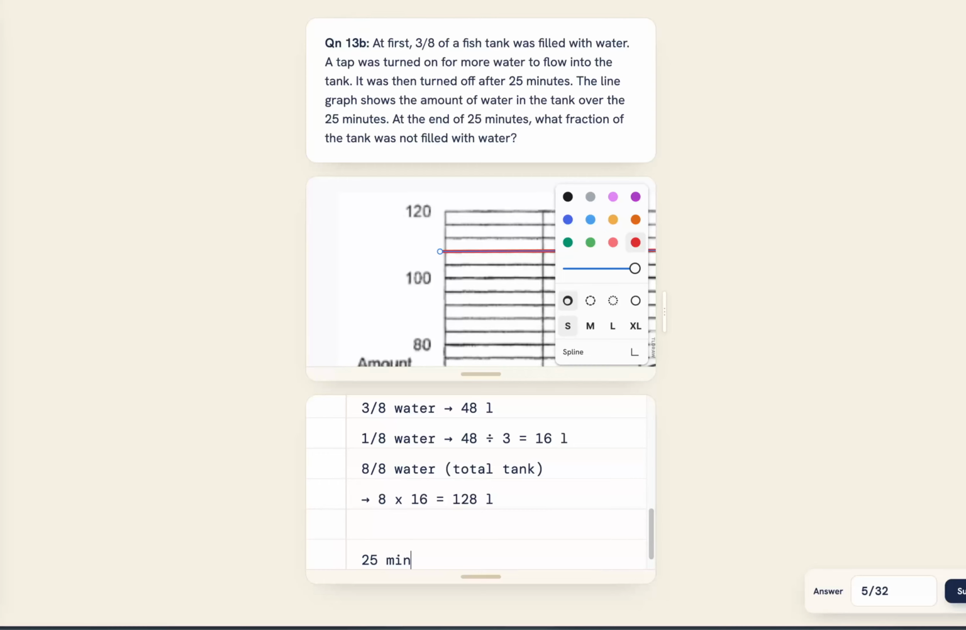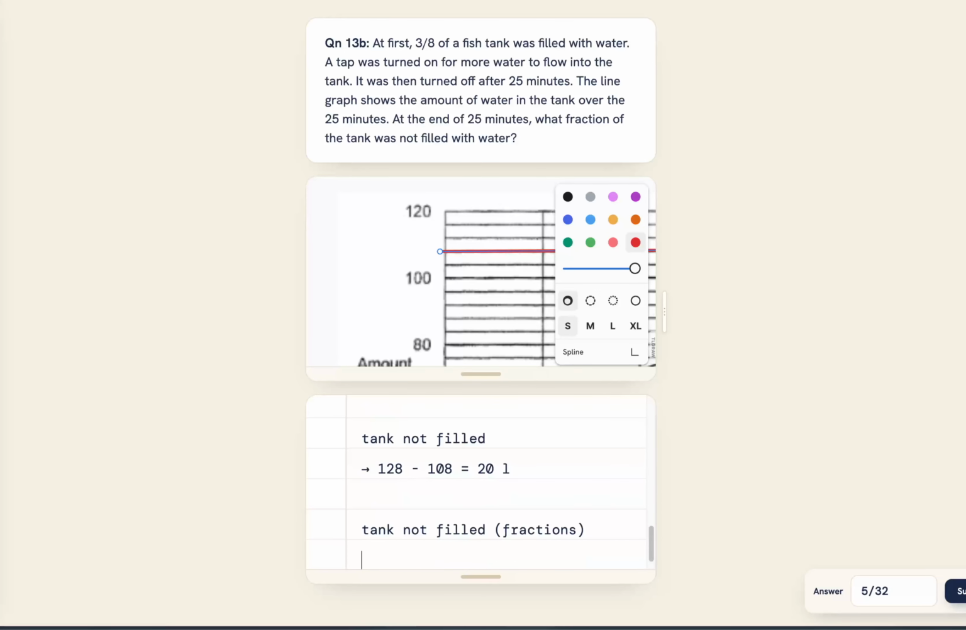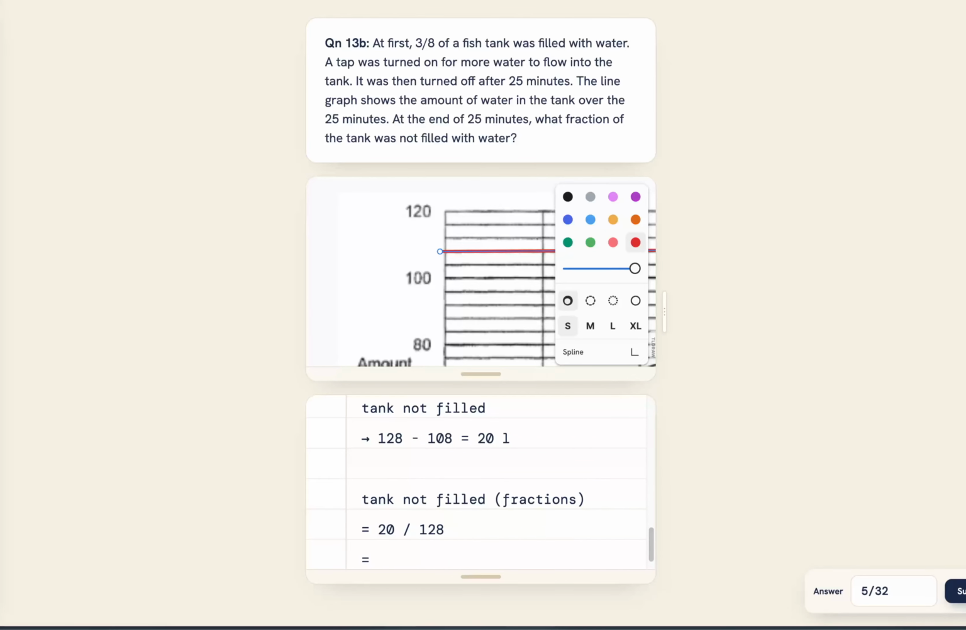So 25 minutes is equal to 100 plus 4 times 2. This is 108 liters. So the tank not filled is basically 128 minus 108. This is 20. The tank not filled in terms of fractions will be equal to 20 divided by 128. And if you divide it by 4, this will be 5 over 32. So there you go. The answer is 5 over 32.